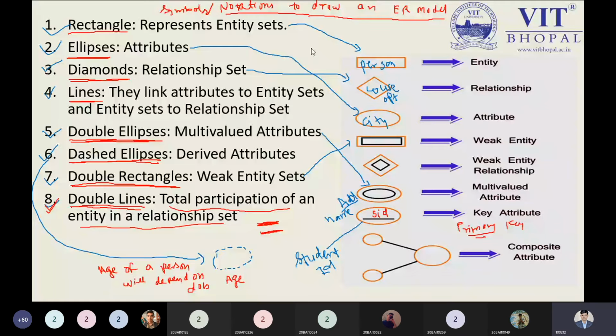So there are many components available inside our one attribute. A name can also have first name, last name, and middle name. So when we have an attribute which is composed of many sub-attributes, that is known as a composite attribute. Now, is it clear to all right now?